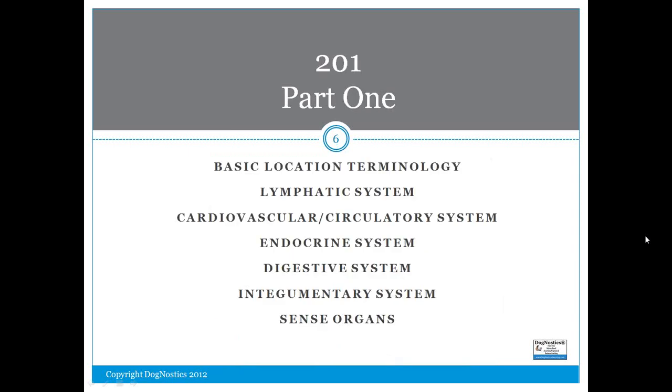So in part one, we're going to be covering basic location terminology, the lymphatic system, the cardiovascular or circulatory system, the endocrine system, the digestive system, the integumentary system, and sense organs. So that's what we're going to be going into detail with.